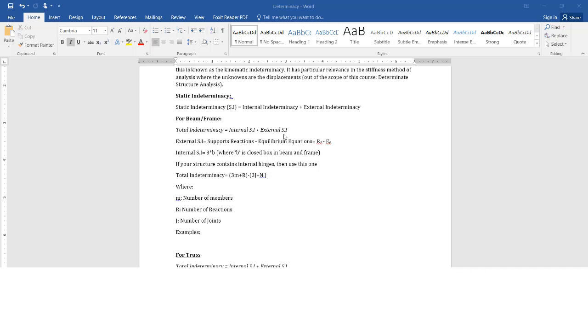External static indeterminacy is basically relevant to the support conditions and unknown reactions. For example, we have a simply supported beam, and a continuous beam, a two-span continuous beam. It has a certain external indeterminacy. You have support conditions like three supports and three unknown reactions, and two equilibrium equations. You have 1 degree of external structural indeterminacy, like we have calculated before.